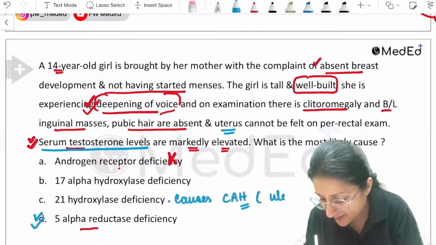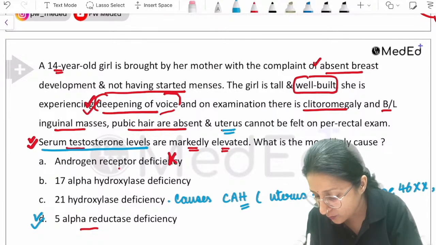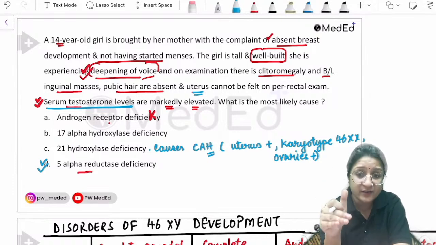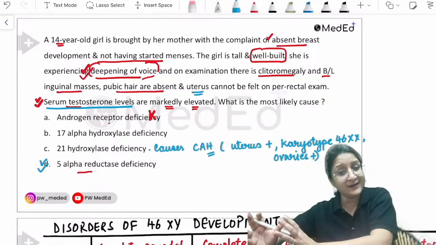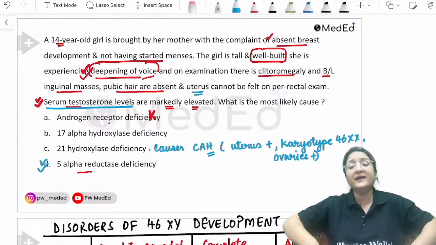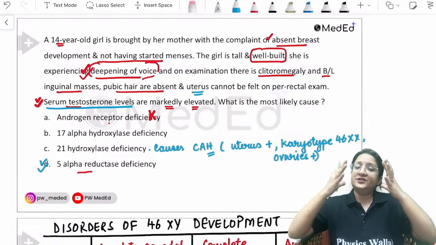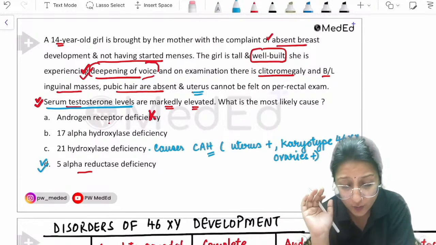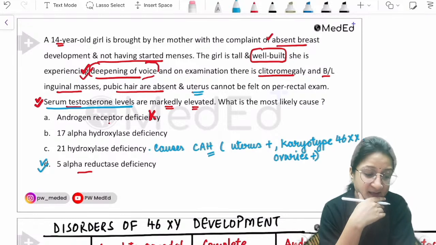In congenital adrenal hyperplasia, the uterus is present and the karyotype is also normal 46XX, and the ovaries are also normal and healthy. Okay, remember that in congenital adrenal hyperplasia, excess androgens are coming from the adrenal gland. It's a female with excess androgens coming from the adrenal gland. Otherwise, everything is fine genetically and otherwise with the female. So she's a female, she has ovaries, she has a uterus, and everything is fine. It's just that excess androgens are coming from the adrenal glands. Okay, so that's why your answer is not 21-hydroxylase deficiency. Again, why is it not 21-hydroxylase deficiency?